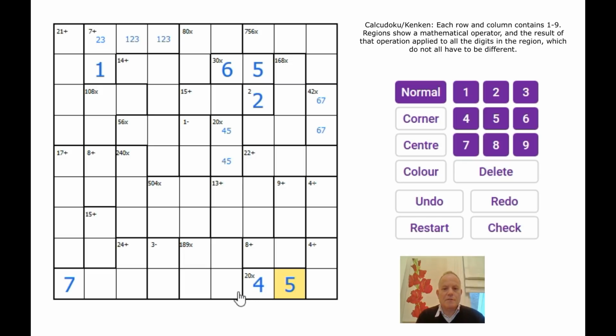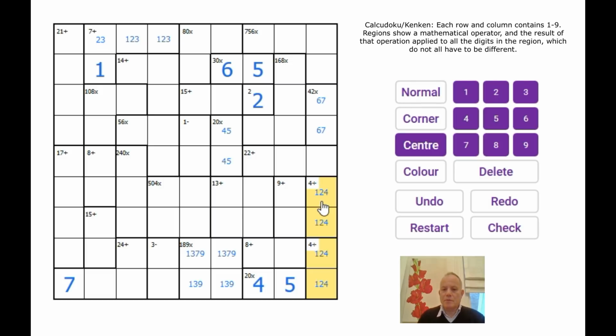Now we could advance straight into the sort of harder maths. 189 here. Well, 9 times 21 is 189. So there's a 7. And then I think it has to be 7, 1, 3, 9 has to be constituents of this region. So might as well fill those in as possibles. But look, these two divides with a 4. Well, 4 divided by 1 is going to be one of them, and 8 divided by 2 is the other.